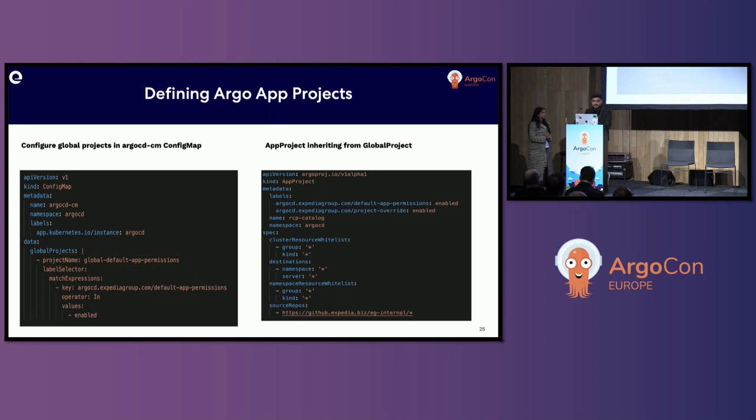Inside the argocd-cm config map, there is a global projects option, and we have to give the project name there. Once we give the project name there, that project will function as a global project within the Argo system. For any other application-specific project to inherit the permissions from the global project, we have to define certain labels. We define this label in that config map also. If this label is present in any application-specific project, that app project will inherit the permissions from the global project. This way, global project permissions can be inherited by application-specific projects.